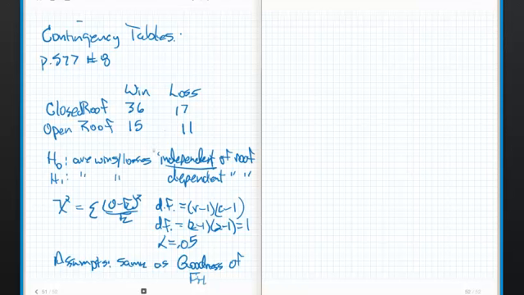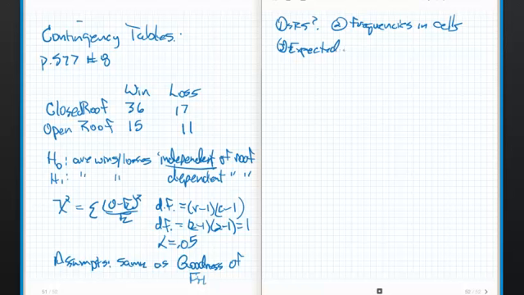Let's write them up. Number 1, simple random sample, but I'm going to put a question mark there, like, what does that really mean? Number 2, we're going to have frequencies in cells, so in other words, discrete numbers. And last but not least, expected values in each cell greater than or equal to 5.